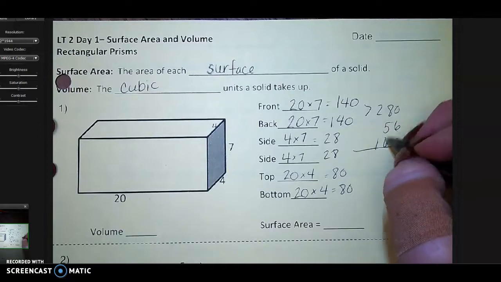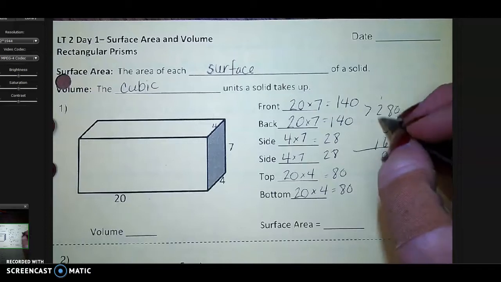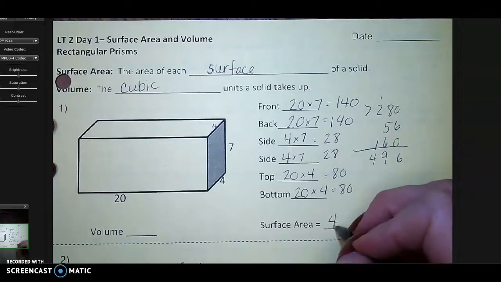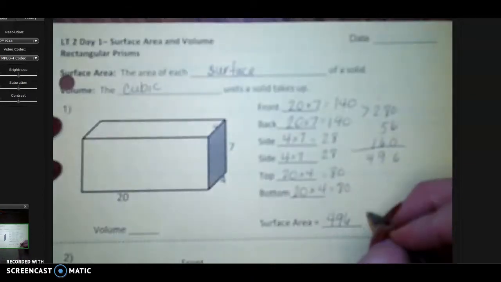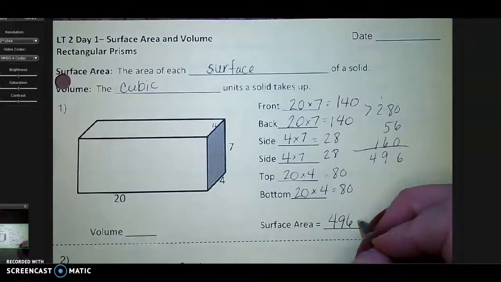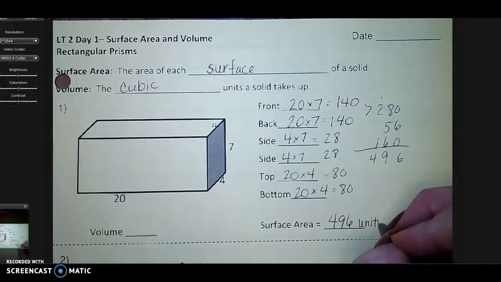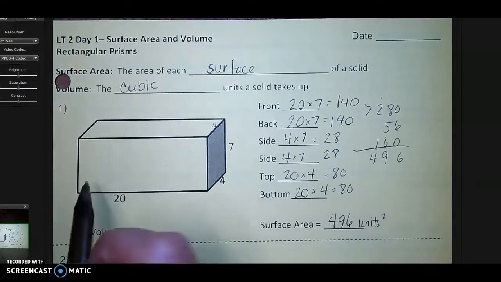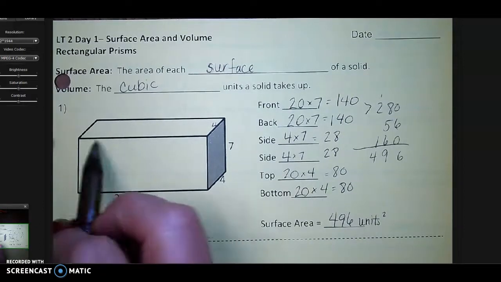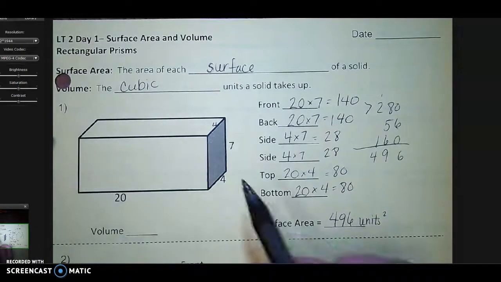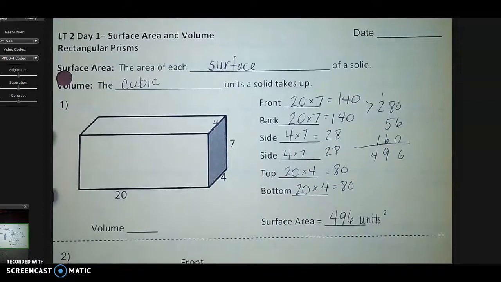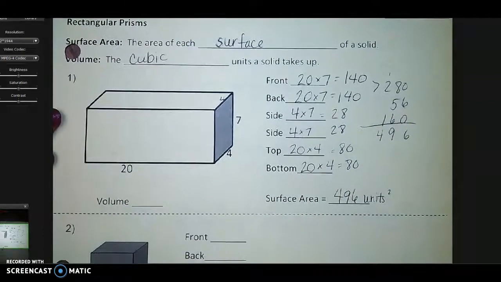And when I do that, I get 496. Now, these are units squared. These are squared units because it's how many little squares, if I were to cut this up, how many little squares of cardboard it would take up, or wrapping paper.